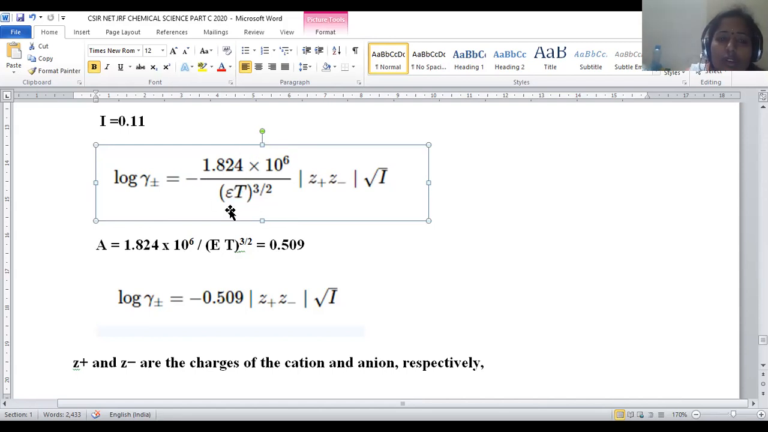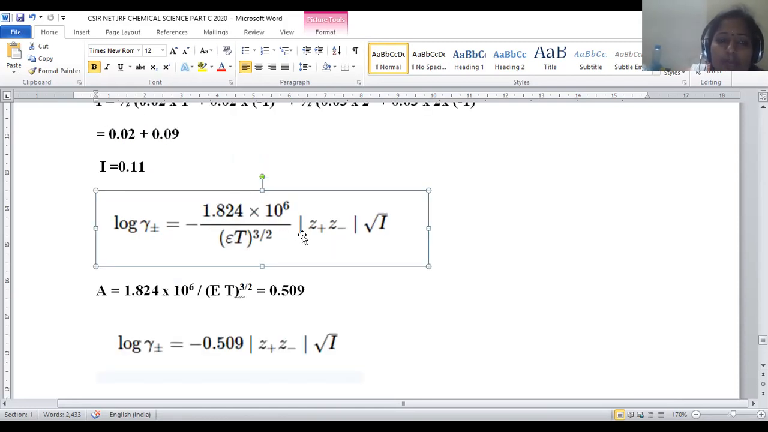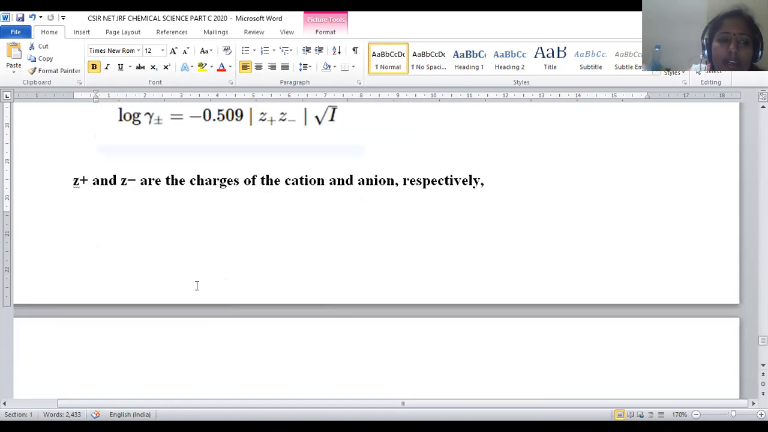So all these are values only, right? That's why we can substitute this value. We can substitute all the values and we can calculate. This is simply represented as A and its value is 0.509. This entire term will be 0.509. Okay, so this will be substituted here. This is minus 0.509 mod Z plus and Z minus under root I will be taken. This is the simplified formula of this one, right?